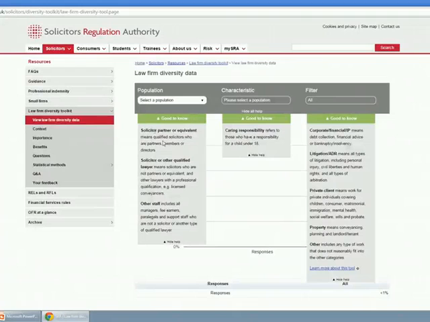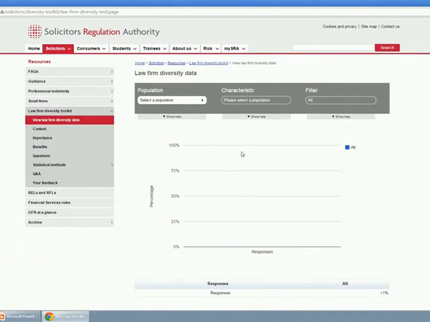So I can hide all of these definition points, which allow you just to understand some of the tabs and get a little bit more detail on them. So I'll hide all of that help. And the first thing I can do is start looking at the population of solicitors and law firm employees that I want to look at.